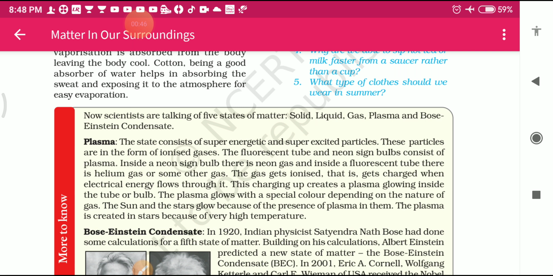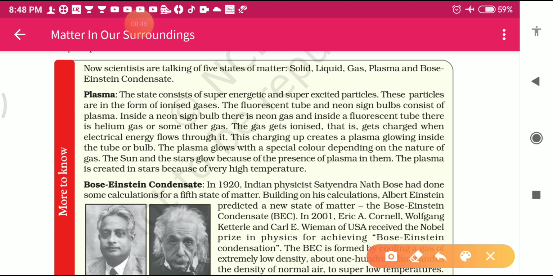But according to the scientists, matter is divided into solid, liquid, gas, plasma, and Bose-Einstein condensate. Two more states of matter are included here. So we can say that states of matter are divided into five: solid, liquid, gas, plasma, and Bose-Einstein condensate. Let us start now.